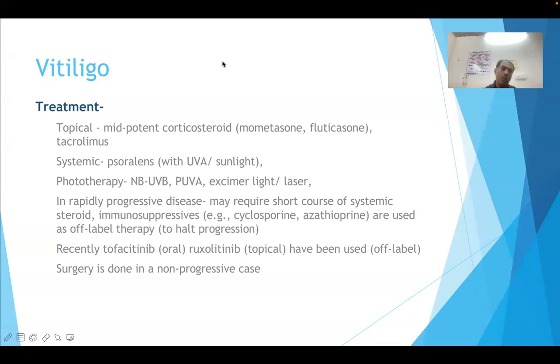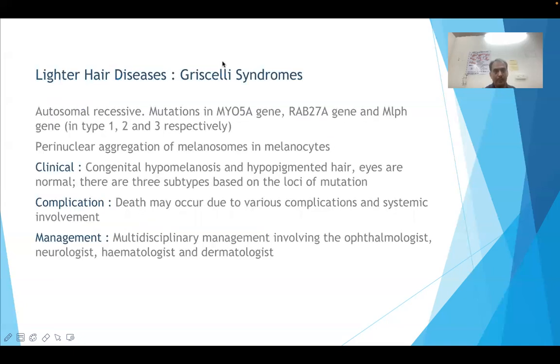The vitiligo non-responsive to therapies, not progressive, and in difficult to treat areas are treated better by surgeries of different types such as punch grafting, mini punch grafting, suction blister grafting, split thickness grafting, non-cultured melanocyte transfer, and melanocyte culture techniques.